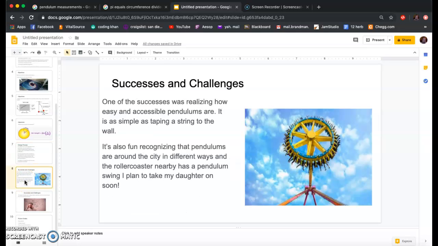So the successes and challenges of the project. The success was just realizing how accessible pendulums are and how easy they are to create and use in class, as well as realizing that there are some fun pendulums nearby, disguised as roller coasters. And so that should be a fun way to finish the project.